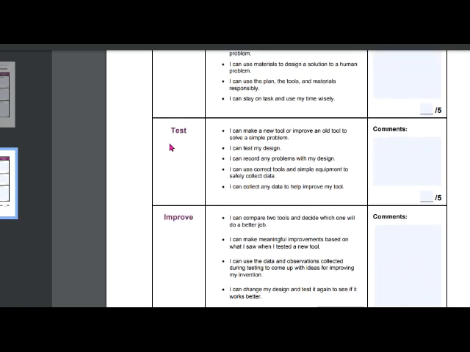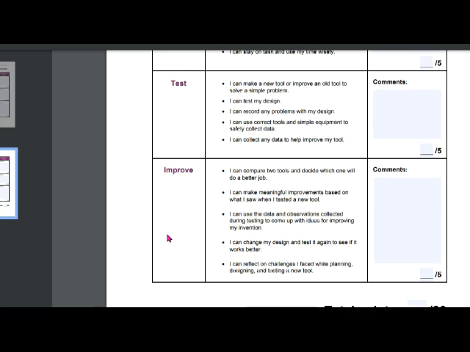When you test it, make sure you use a new tool that can improve an old tool to solve a simple problem. So remember, when you're testing it, make sure that you're thinking about how to fix any problems. Make sure you record any problems, and make sure you collect that data, that information about how many things you stacked on top of your dam.